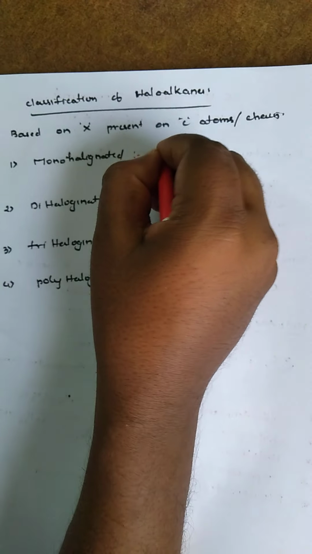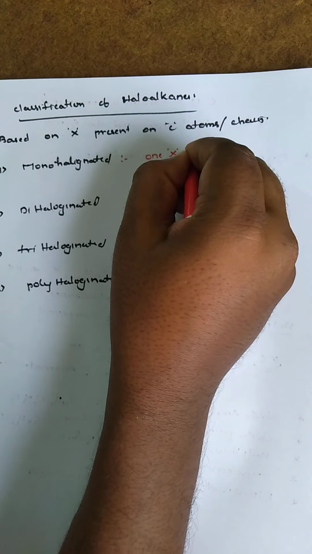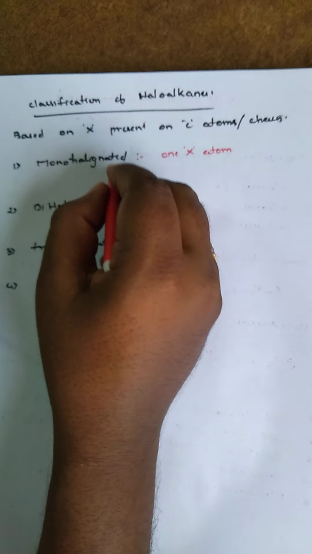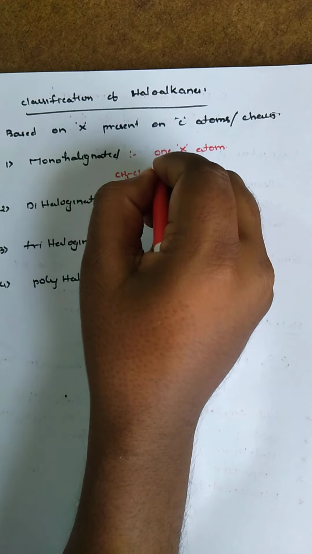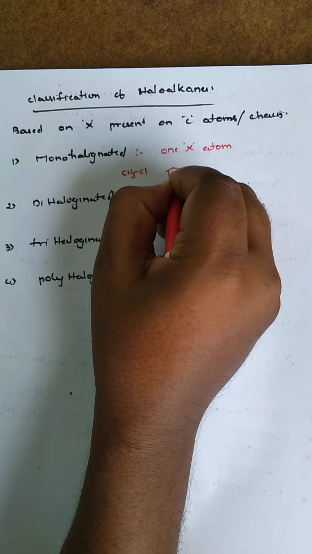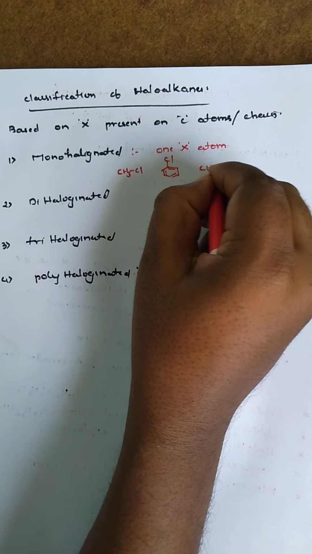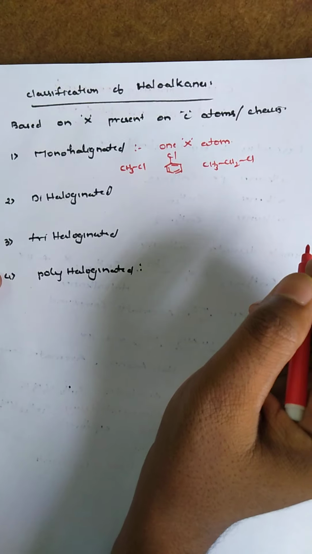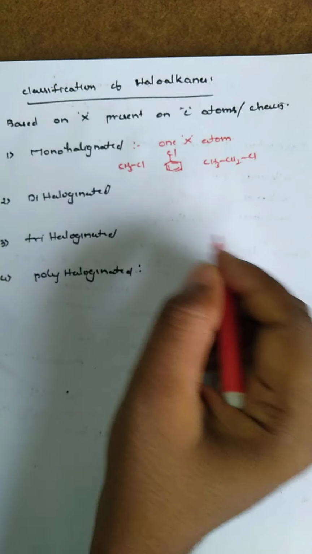Monohalogenated means only one halogen atom is present. Then we call it a monohalogenated compound. For example, methyl chloride, chlorobenzene, ethyl chloride, whatever it may be. In a chain only one halogen is present, then we call it a monohalogenated compound.